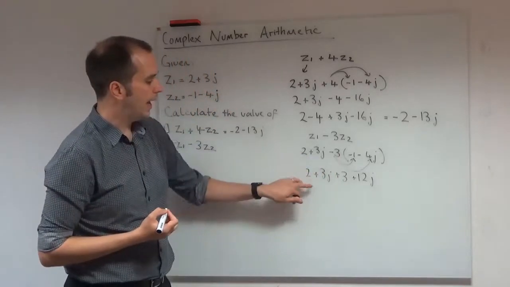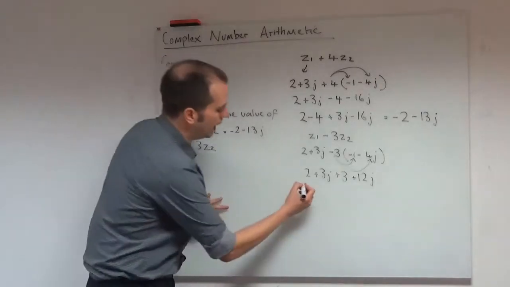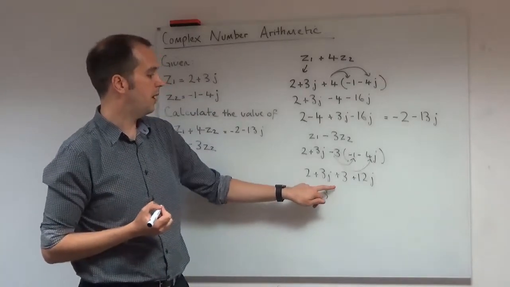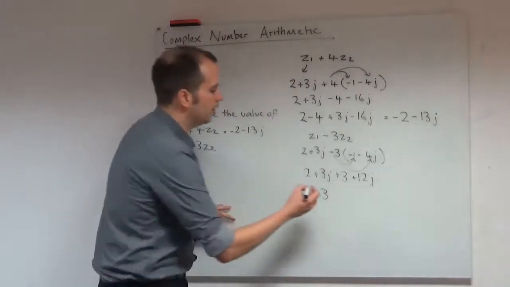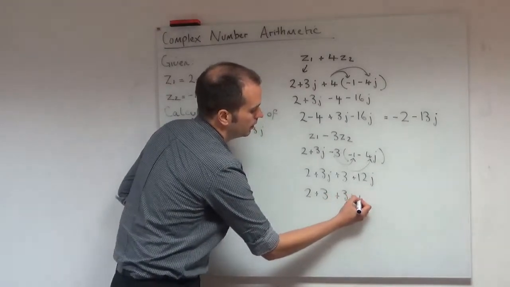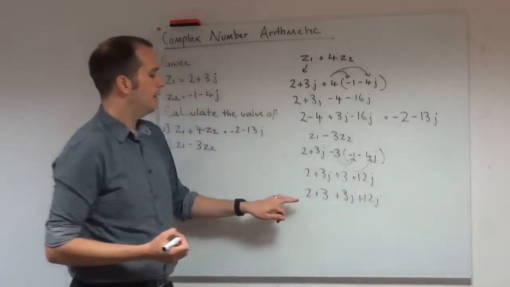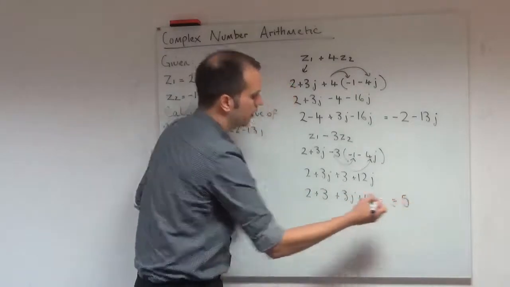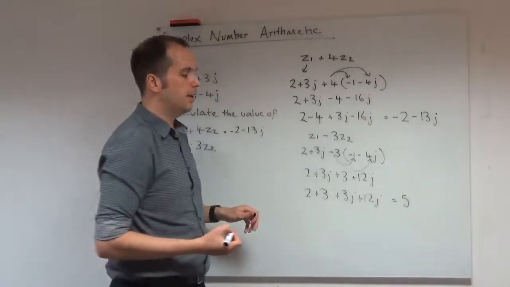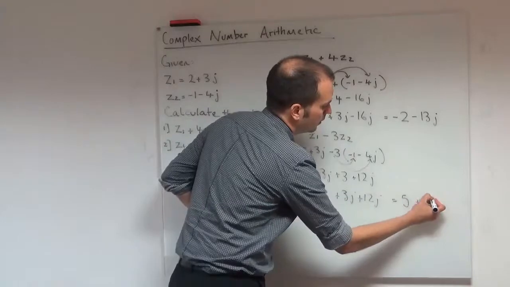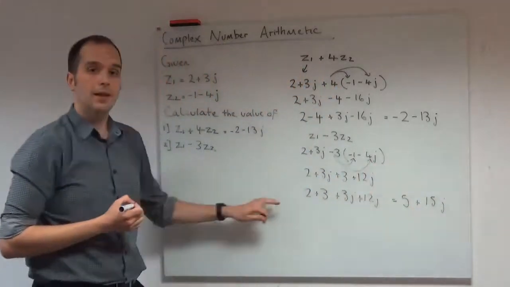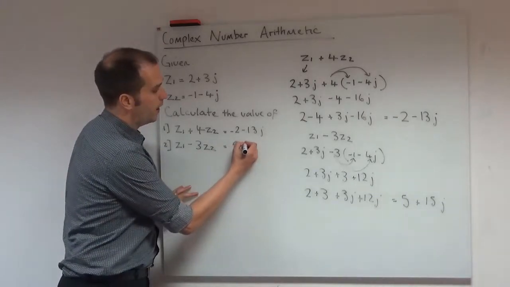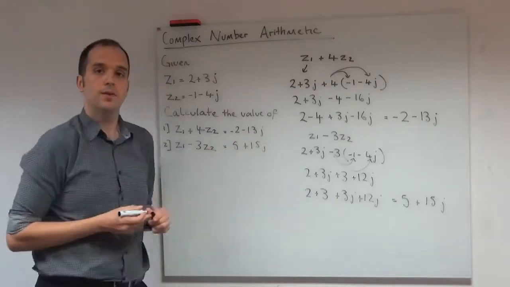And as we did before, we add the real parts together, in this case 2 plus 3, and then if we look at the imaginary part, we have 3j plus 12j, so I'm going to add those two together as well. Actually doing the addition, 2 plus 3 is 5, and then 3j plus 12j is 15j. So that's our answer for Z1 minus 3Z2. We found it to be 5 plus 15j.